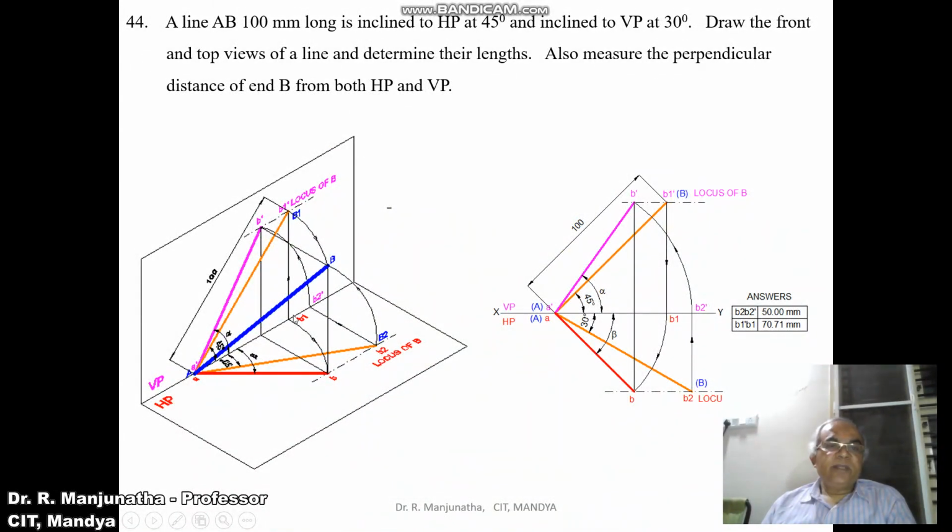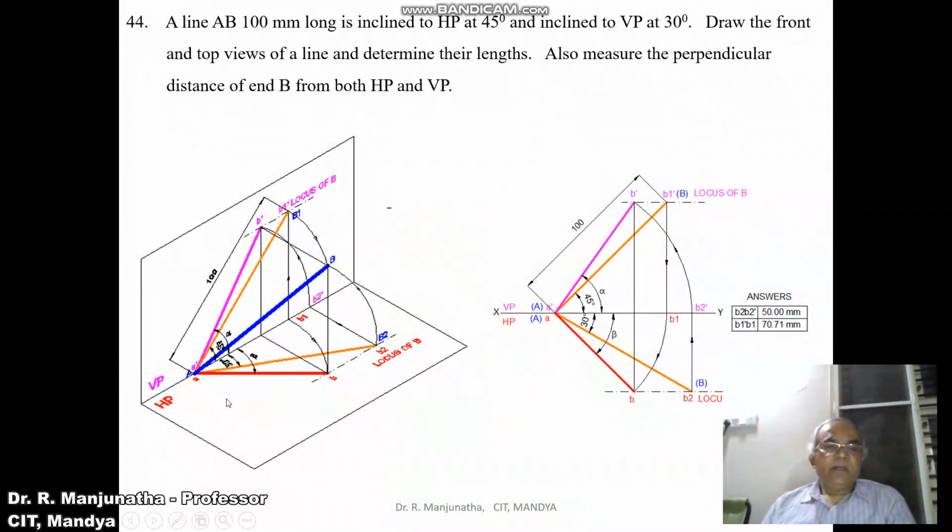Now the front view line is here and also the top view line is here. So the locus of B in the front view is here and the locus of B in the top view is here. So with A dash as center, take the radius of A dash B2 dash and draw an arc such that it cuts the locus of B in the front view here, so that you get A dash B dash. Then join A dash B dash with a dark line.